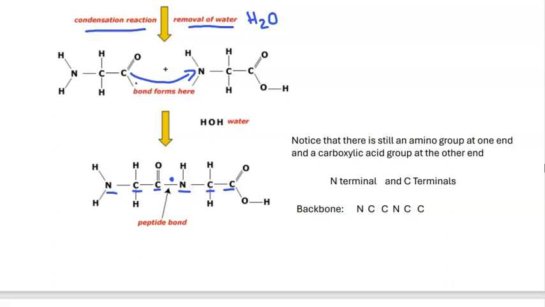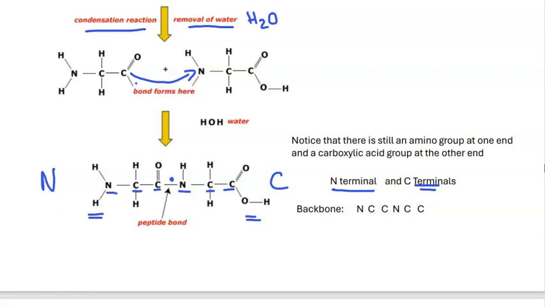Notice also that at this end, like the amino acid, we have an amino group at one end and a carboxylic acid group at the other. These are often referred to, this is the N terminal, and this is described as the C terminal.